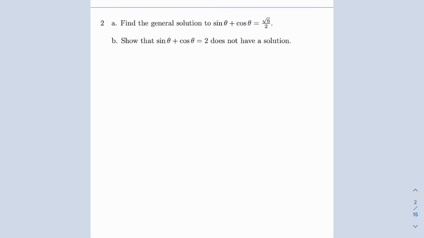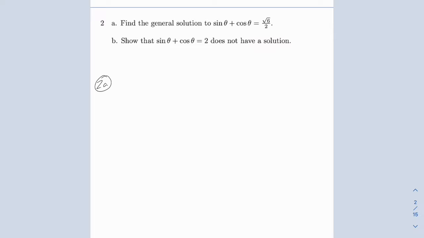Okay, so now let's go through question 2. Question 2 is telling us find the general solution to sine theta plus cos theta is equal to the square root of 6 over 2. Okay, so how are we going to do that? Let's go 2a.